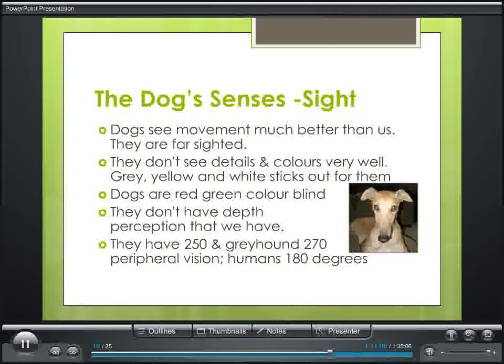We're going to start with sight. Sight is not one of the dog's best senses, unless you're, of course, talking about a sighthound, which hunts by sight. And even then, the sight that they have most developed is movement. They can see movement from quite far away. They see movement better than we do. Their colors are not as good as what we would see. They don't see red or green pretty much at all. Their best colors are white and yellow. Even gray they can see, but white and yellow sticks out for them.